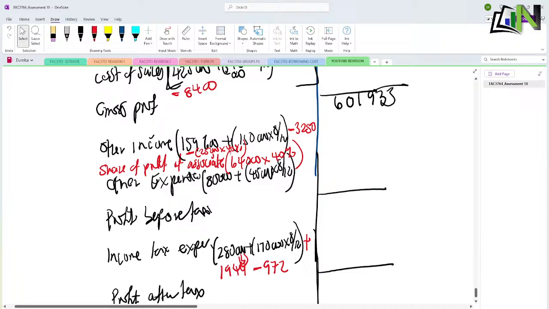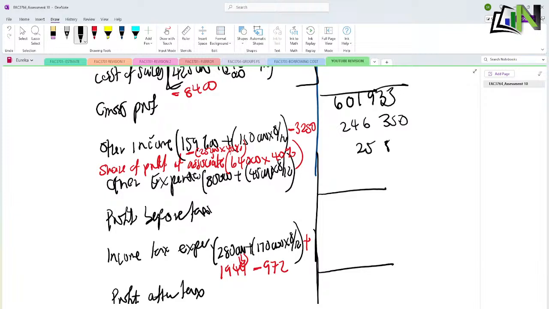Other income: 159,600 plus open brackets 150,000 times 8 divided by 12 close bracket minus 3,250 and minus open another bracket 25,000 times 40% close bracket. This is giving me 246,350. Share of profit: 64,000 times 40%. This is going to give me 25,600.